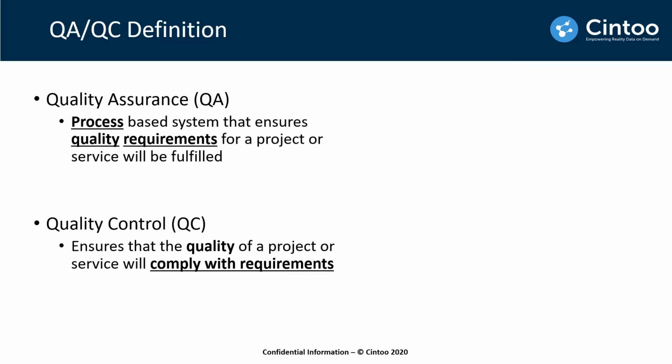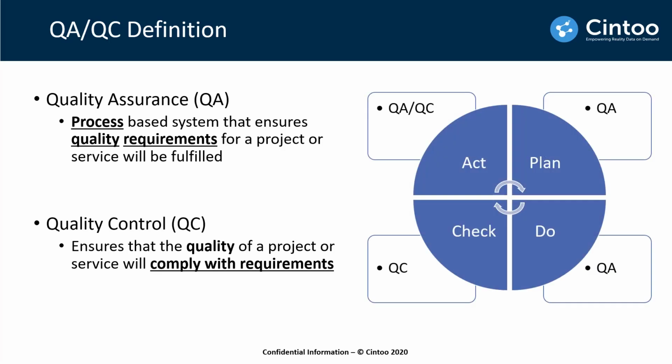So let's talk about quality assurance and quality control. Quality assurance is the process-based system that ensures quality requirements for a project or service will be fulfilled. Quality control, on the other hand, ensures that the quality of a project or service will comply with the requirements. So, in a nutshell, quality control is a component of quality assurance. To help illustrate this, here's a simple chart that kind of explains the differences.